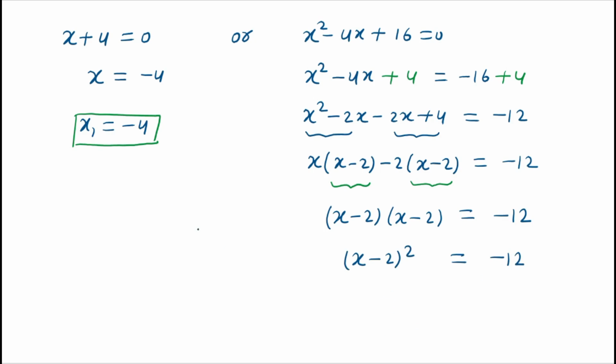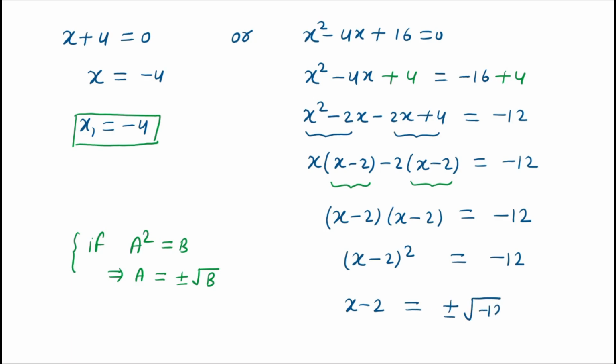Then here if we apply this rule, if a square is equal to b, this implies a is equal to plus minus square root of b. If we apply this rule, then here x minus 2 is equal to plus minus square root of minus 12.